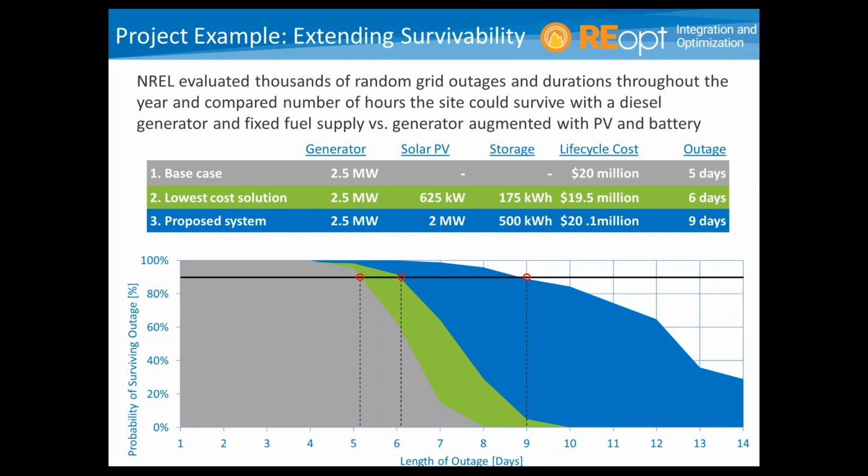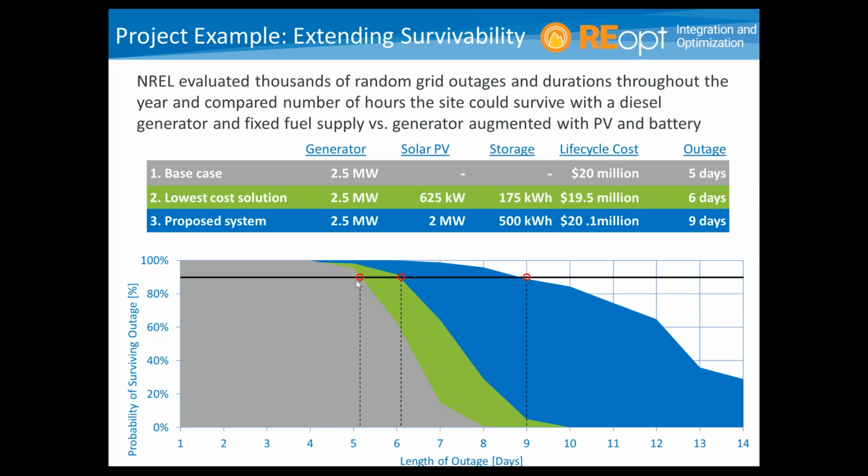So we looked at, with just that existing backup generation and their typical utility grid supply, what the life cycle cost of their energy was. For the 20-year analysis that we did, the life cycle cost was about $20 million. And that backup generator with the existing on-site fuel supply could sustain the critical load for an outage of about 5 days. And you can see that in the graph here at the bottom.